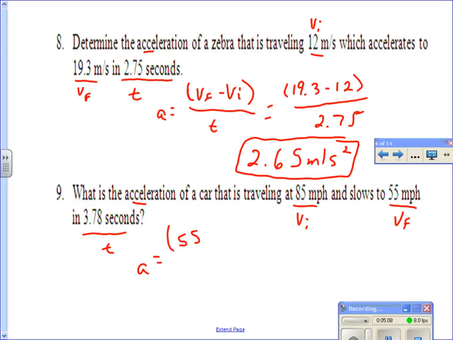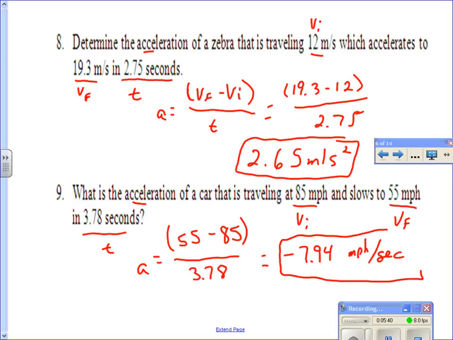From 85 miles an hour we're slowing down to 55. So it goes in as 55 minus 85. That means we're going to have a negative for our acceleration, and that means you're slowing down. So our answer is negative 7.94 miles per hour per second. And that's how you'd see a braking distance or braking acceleration done.